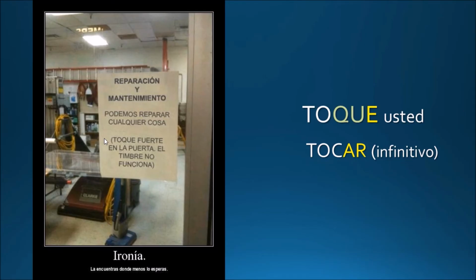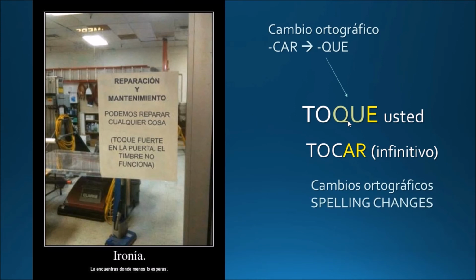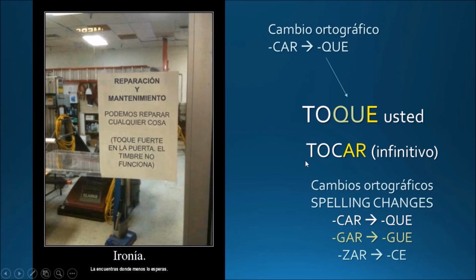So, what we have special here as well is un cambio ortográfico. Cambio ortográfico, a spelling change. So here we have our opposite ending. But you'll notice here, instead of C, we have a QU. Car, gar, zar. If you have a verb that ends in car, gar, or zar, it's going to change to que, gue, or ce. And this will happen anywhere that you're changing an AR to an E. So it happens in your formal commands, it happens in your subjunctive, it also happens in your yo form of your preterite. Alright, so toque comes from tocar, and we got a spelling change here.